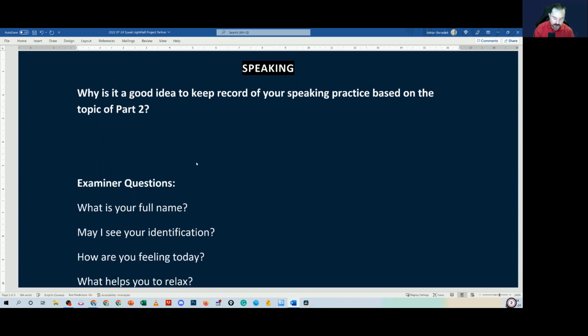Here's an idiom for you: you hit the nail on the head. Like when you're using a hammer and you hit the nail on the head, it means you got it right. So this idiom means you got it right. Exactly.